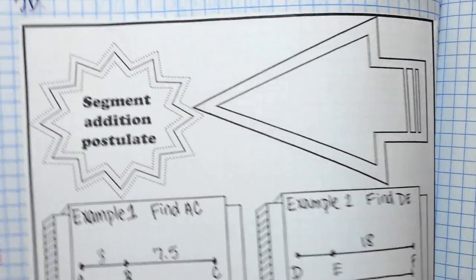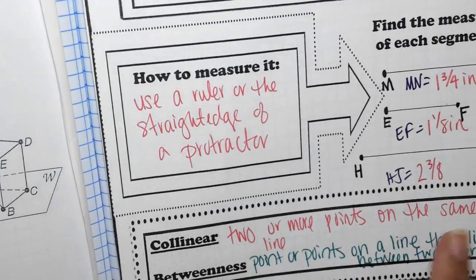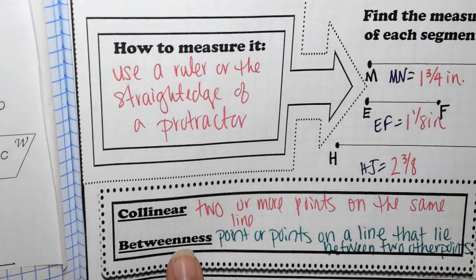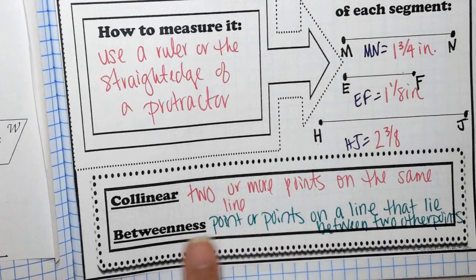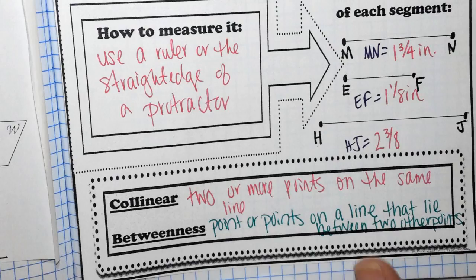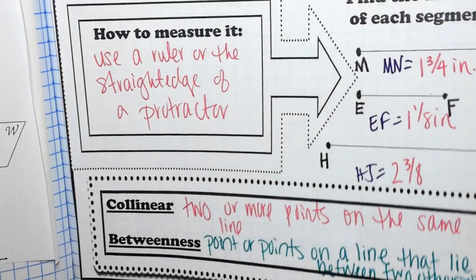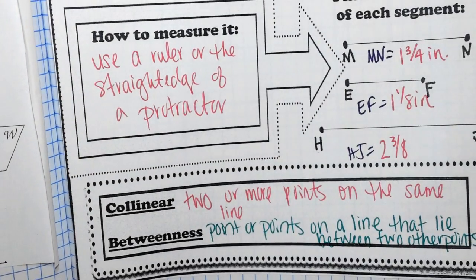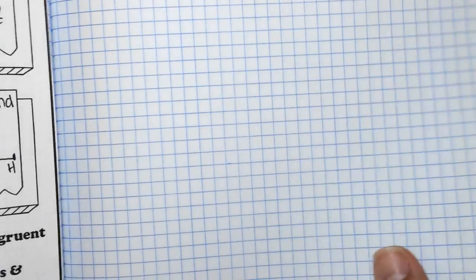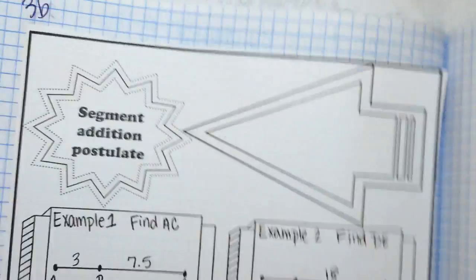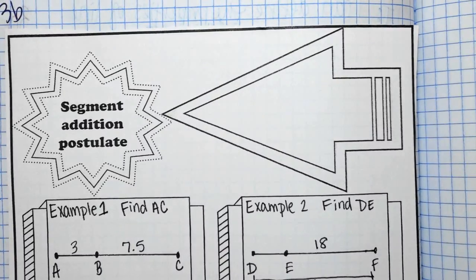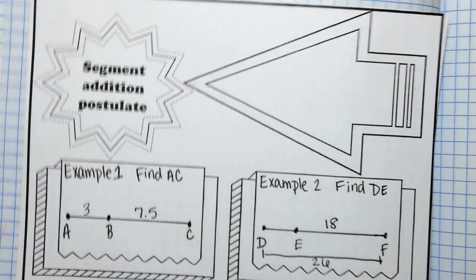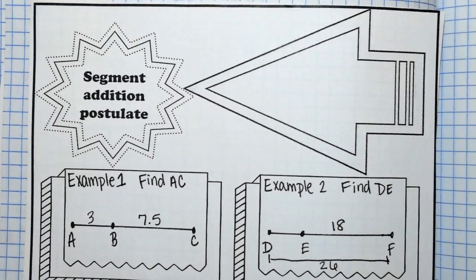So what I want us to do now, at the end we talked about collinear, two or more points on the same line, and we also talked about betweenness, when a point or points on a line lie between two other points, which makes sense, right? So what that actually is, is the segment addition postulate, and that's on 3B. So we are going to write down our segment addition postulate.